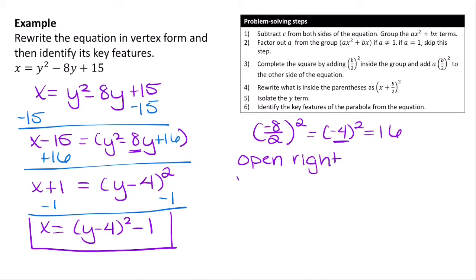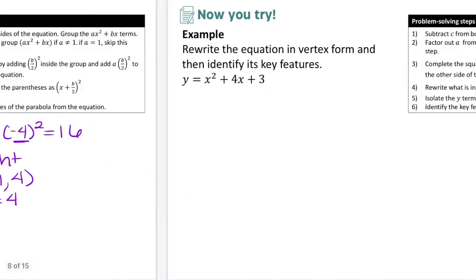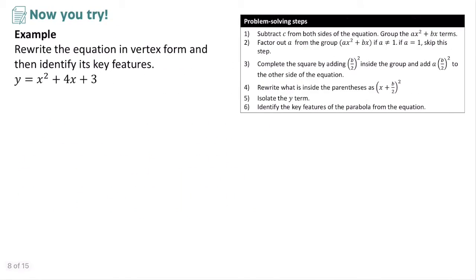The vertex will be at negative 1, 4. The axis of symmetry is going to be y equals 4. And so we can identify all these features now from this equation in vertex form. So now you can go ahead and pause the video and try doing this example on your own.